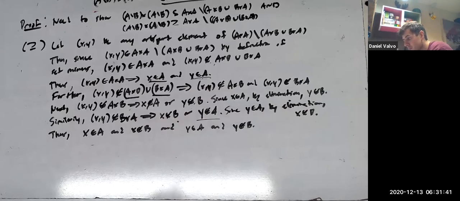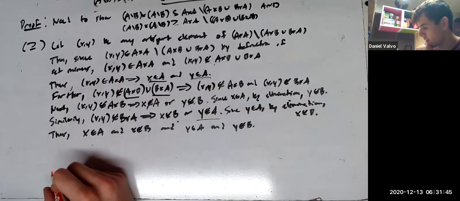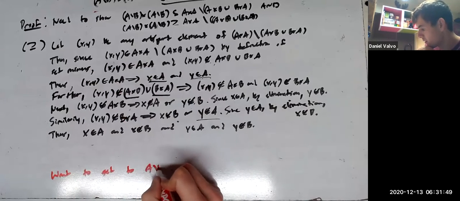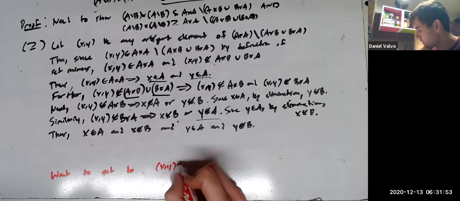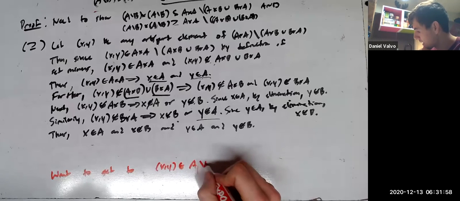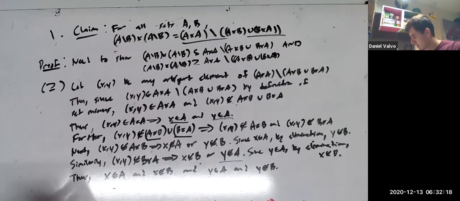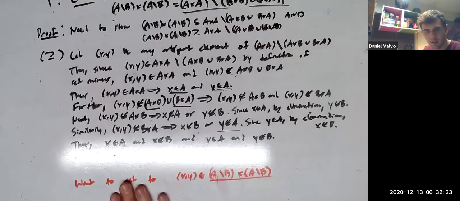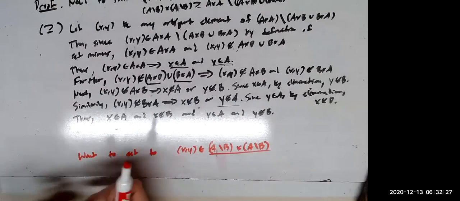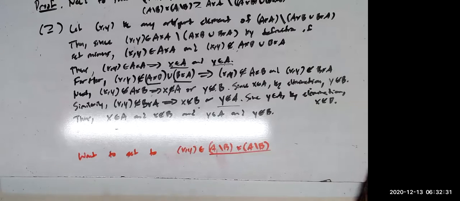So now let's kind of work backwards. We want to get to this. We want to get to XY in A not B cross A not B. So in order to prove that XY is in this direct product, what do we really need to show? Didn't we already show the part because we said that X is in A but not in B, and also Y is in A, not in B?